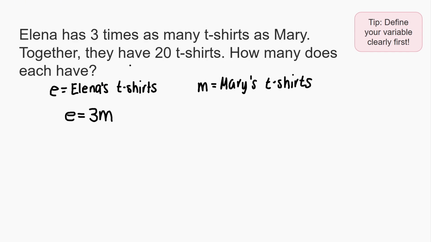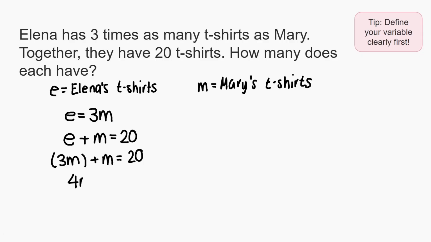Our next information is that they together have 20 t-shirts. So we know that E plus M is going to be equal to 20. The number of t-shirts Elena has plus the number of t-shirts that Mary has is going to equal 20. In this case, we know that E is equal to 3M. So let's substitute that in. So we get 3M plus M equals 20. 3M plus M equals 4M, which equals 20. If we divide both sides by 4, we get that M equals 5. So Mary has 5 t-shirts.